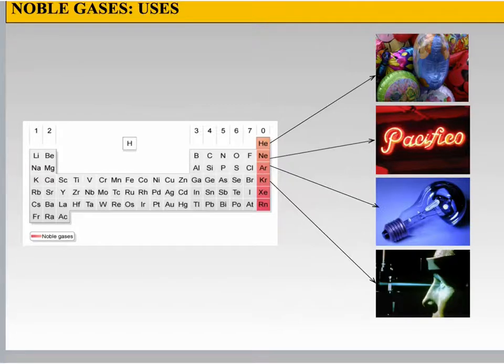You also need to know some uses of the noble gases. Helium is used in balloons, neon in signs, argon inside halogen light bulbs in order to ensure there is no oxygen so combustion cannot occur, and krypton is used in laser eye surgery.